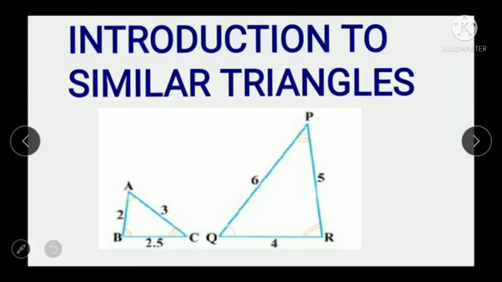Now the introduction to similar triangles. You can see from these two triangles, the corresponding angles A, B, C are equal to Q, R and P of the triangle PQR respectively, and the side AB is proportional to QR, 2:4, which means 1:2. Side BC and PR are in the ratio 1:2. And side AC and PQ are in the ratio 1:2. Hence these two triangles have corresponding angles equal and the sides are in the same proportion, hence they are similar.